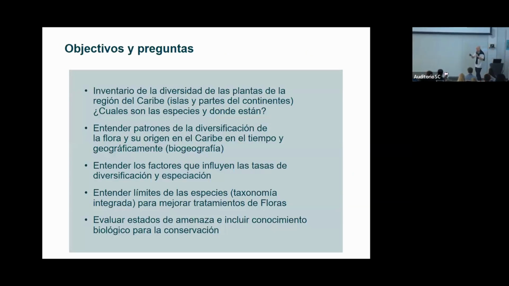I hope this is more science. I'm trying not to go too deep into methods, but still, for having this clear, what are the major questions? First of all, it's the big question that we all have in our minds: what are the species and where are they? But then the question is, how did this evolve? What are the patterns of diversification? What is the time and space diversification? And also, what are the factors that have, over millions of years, influenced the evolution and species formation?